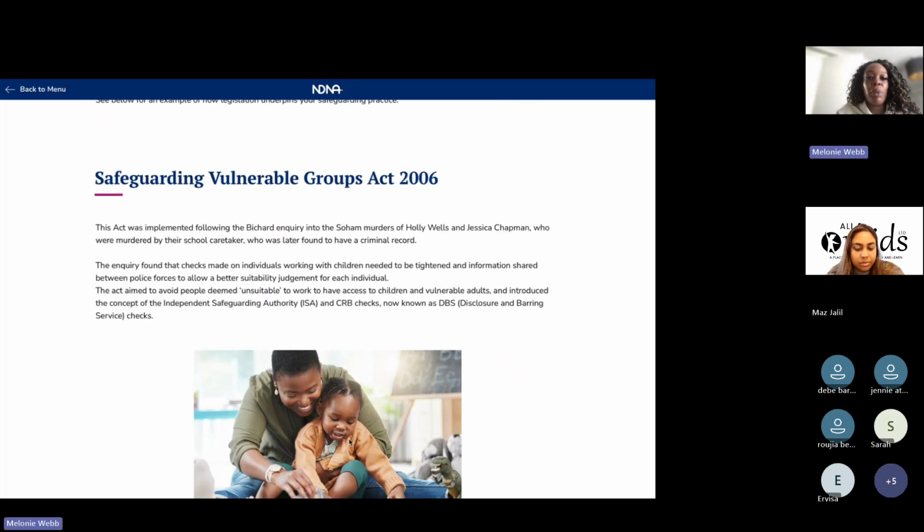So the Safeguarding Vulnerable Groups Act 2006 was implemented following the Bichard inquiry into the Soham murders of Holly Wells and Jessica Chapman, who were murdered by their school caretaker, who was later found to have a criminal record. I think he is probably one of the most widely spoken about people within safeguarding. I don't know if you remember him.